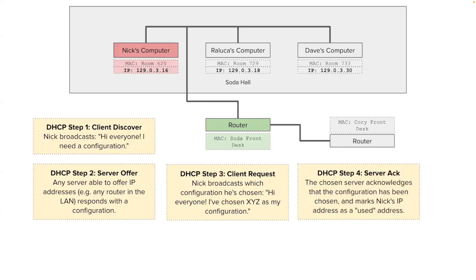So step 4 is called server ACK, and this is the last step of DHCP. This is essentially the server saying, okay, I saw that you accepted my offer. So Nick can safely use that configuration.